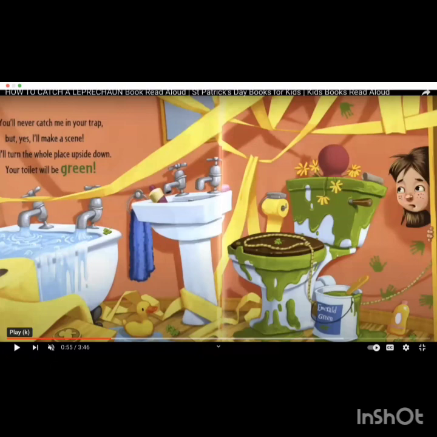And another goal you can target is inferencing and problem solving. So, you can discuss why certain traps might not work and brainstorm alternative ideas on how to catch a leprechaun. And you can make predictions about what the leprechaun might do to avoid these traps and avoid being caught.